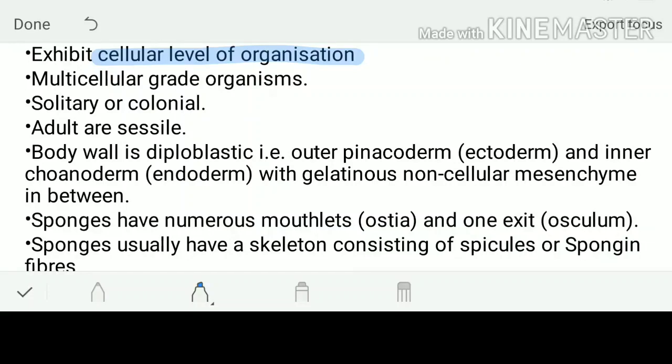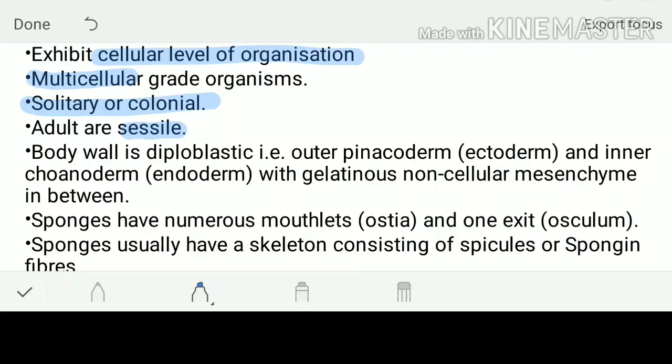Here we have multicellular animals. Maybe they will be solitary or colonial. What is the meaning? Solitary means only one single animal is living on its own, and colonial means they are living in a group. But their adults are sessile. What does this mean? Basically, the word sessile means that the adult organisms are attached to a substratum. They need a support, and that is the meaning.